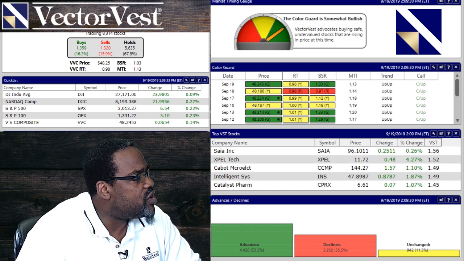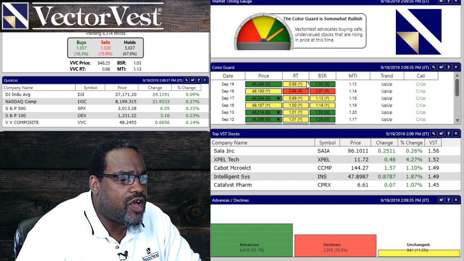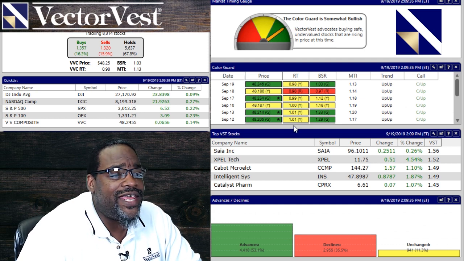First thing, what's going on in the market? As we look at the market, we can see that our color guard is represented like a traffic light. You have three different colors represented here: red, yellow, and green.